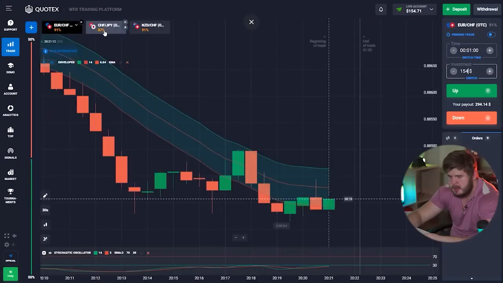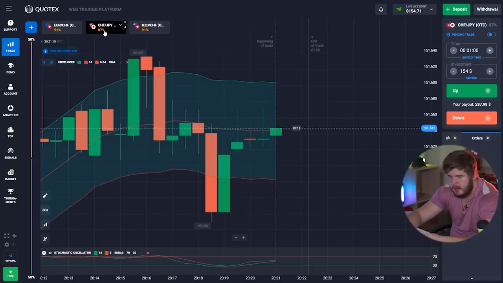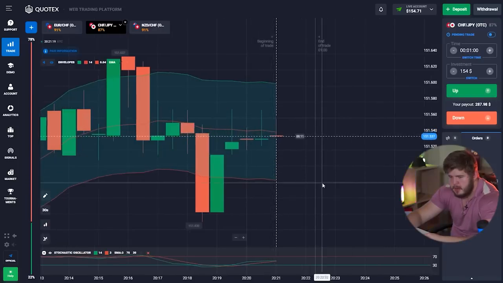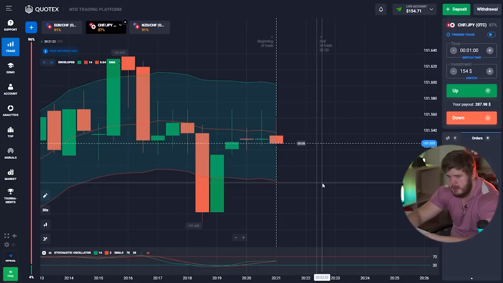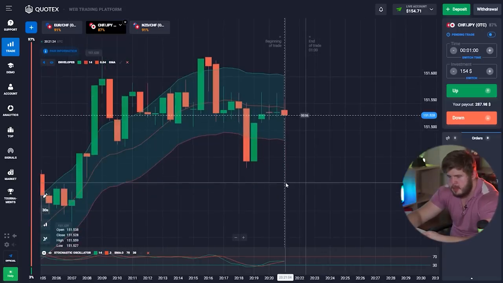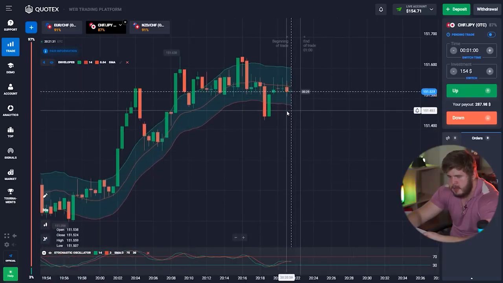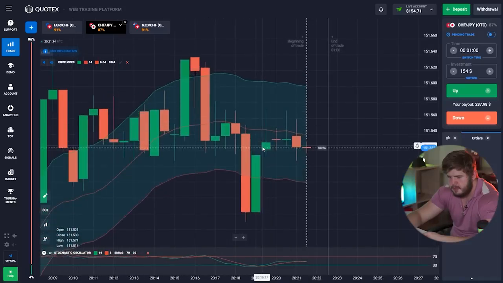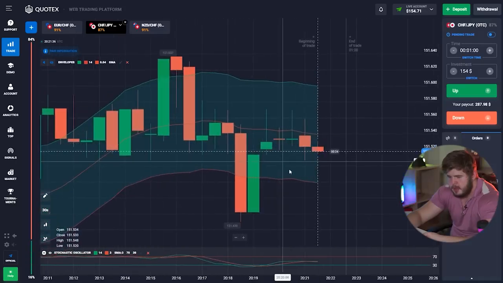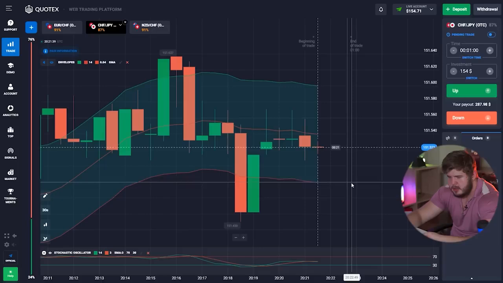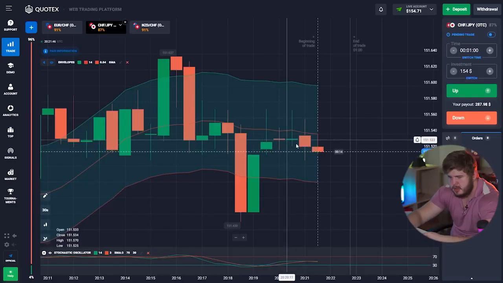We switch to the next pair. Here the price is trading in the middle of the channel, and now we need to understand which point the price will reach. As I see, it's going to reach the floor of the channel, the lower edge, or maybe not. Maybe the upper edge.